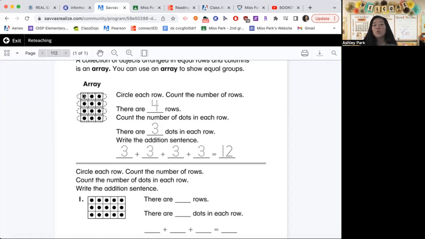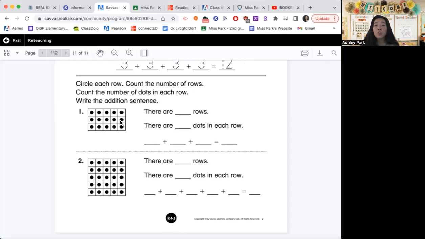So you're going to add them up. 3 plus 3 plus 3 plus 3 equals 12. You can either add them all up, 1, 2, 3, 4, 5, 6, 7, 8, 9, 10, 11, 12, or you can skip count. 3, 6, 9, 12. So let's go ahead and try these. Circle each row. Count the number of rows, count the number of dots in each row, write the addition sentence.